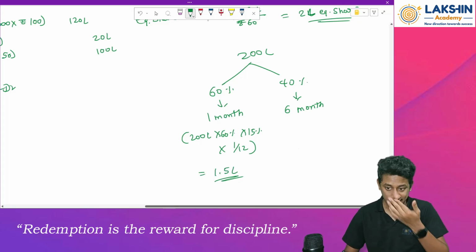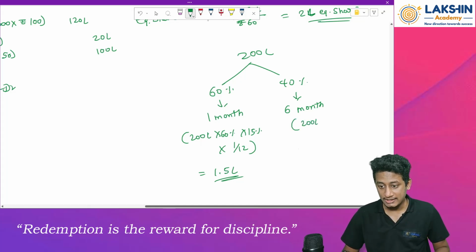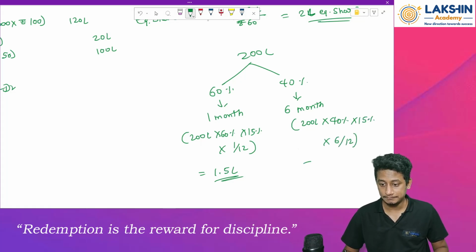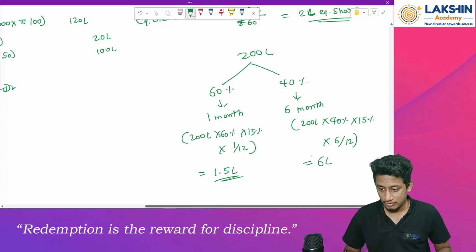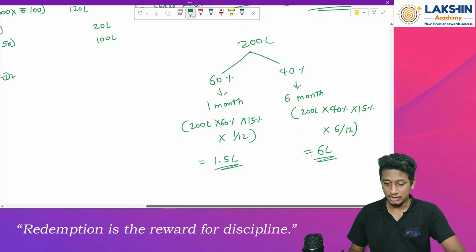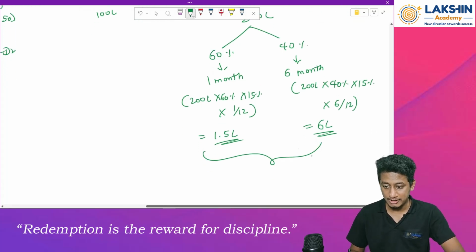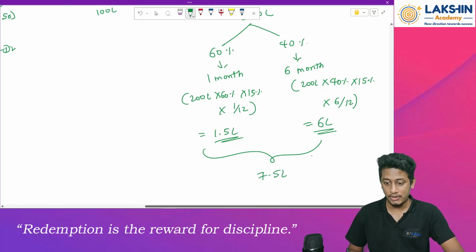Okay. Then over here, again, 200 lakhs into 40% into 15% interest into how many months? 6 by 12. How much will that be? 200 into 40% into 15% interest into 6 by 12. That will be rupees 6 lakh. So how much is the total interest payable? 6 plus 1.5 is 7.5 lakh interest is payable.